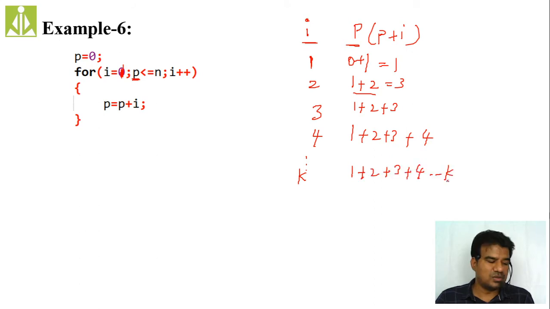Clear? So when this condition becomes false, we have to assume in that way. When this condition becomes false means when p value goes beyond n, that is, when p value becomes greater than n. So we assume that case, p as greater than n. At that point, this loop will break.